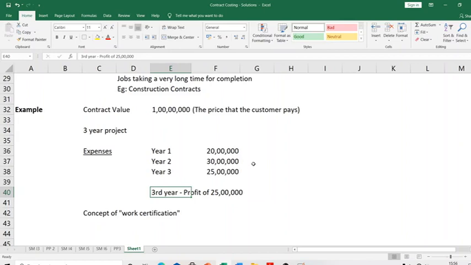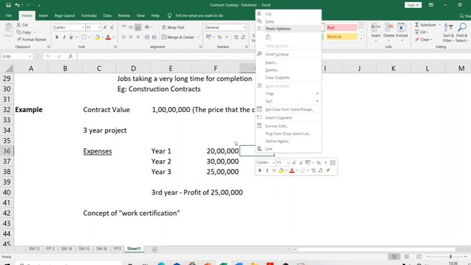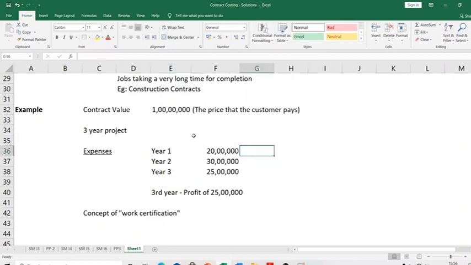Suppose he says work certified is 30 lakhs. He doesn't tell me a percentage. He tells me work certified is 30 lakhs. Then I will automatically recognize 30 lakhs, because instead of telling a percentage and instead of my calculating that number, he has told me 30 lakhs. He is saying that out of your total contract value of 1 crore, you can recognize 30 lakhs as revenue. If he directly tells me that, that is what I call as work certified, and I directly recognize that.